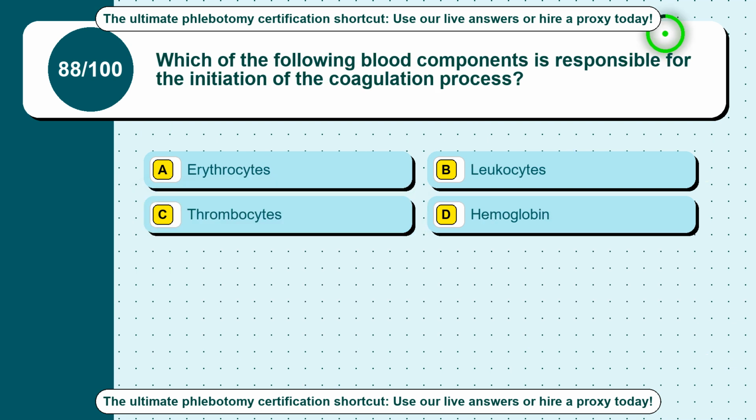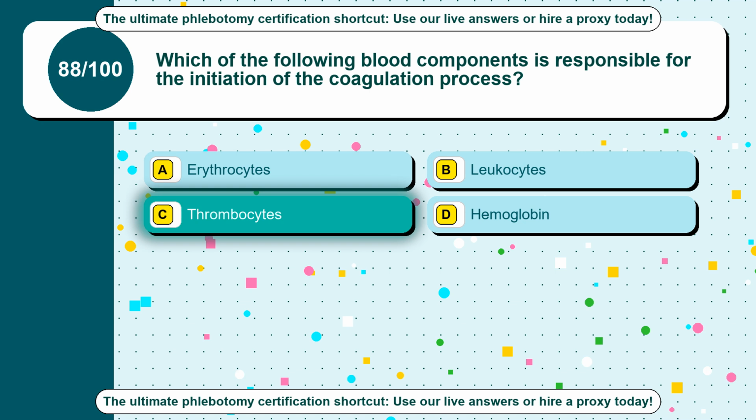Question 88. Which of the following blood components is responsible for the initiation of the coagulation process? Option A, erythrocytes. Option B, leukocytes. Option C, thrombocytes. Option D, hemoglobin.